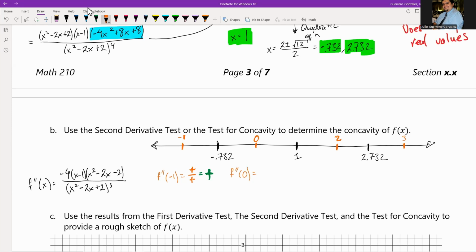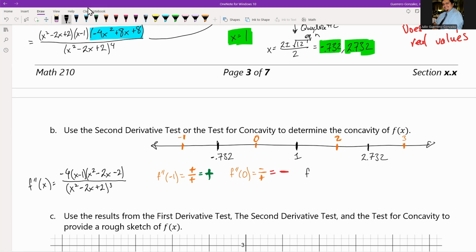0 minus 1, that's going to be a minus, right? 0 squared, 0. 0, negative. So it's going to be a -4 times a -1. So it's going to be a positive times a -2. So it's going to be negative. So it's going to be negative on top divided by 0, 0 plus 2 cubed. It's going to be positive. Hopefully you guys see this is now equal to negative. Okay.